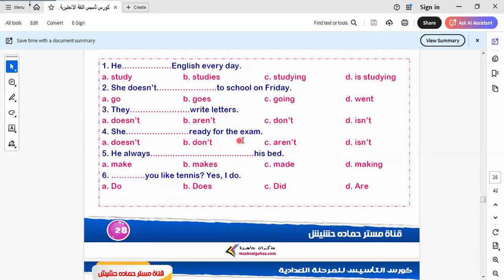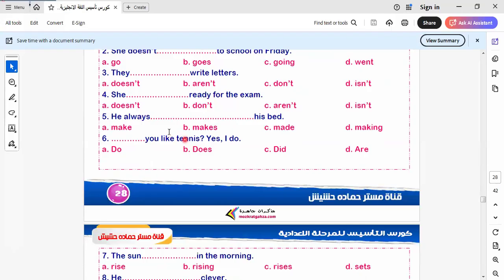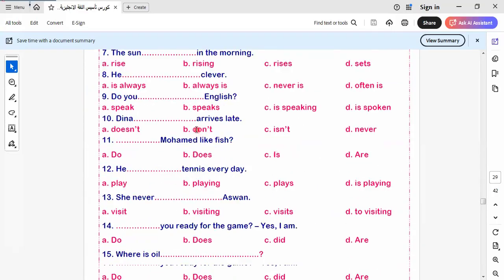She is ready for the exam. Here we say what? Can it be doesn't? No, doesn't. It will be here, she isn't. So here I use the verb to be in the simple tense form in this sentence. He always stays in his bed. With always, he will have, and they must put what on the verb? s, like this. Makes.